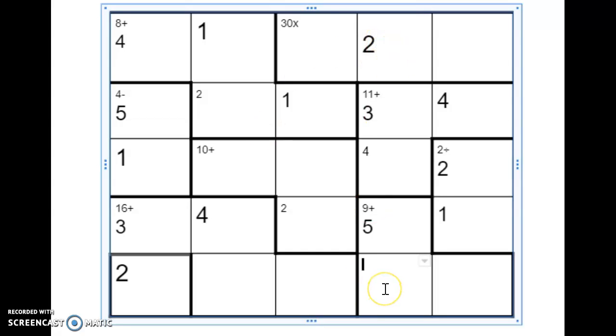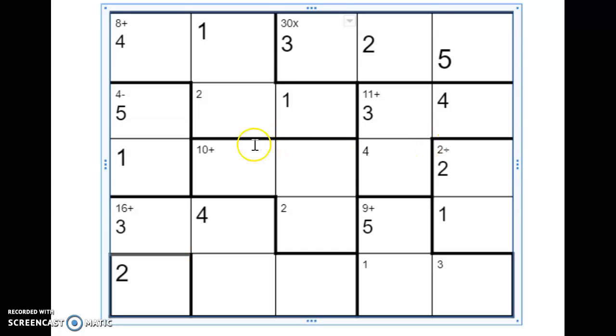So now we can go back to the 9 plus box and know that we need a 1, and 5 plus 1 is 6, so we know that a 3 would have to come into this column. Now we can return up to the 30 times box and know that a 5 is missing from this column, and the 3 would be missing from this column.